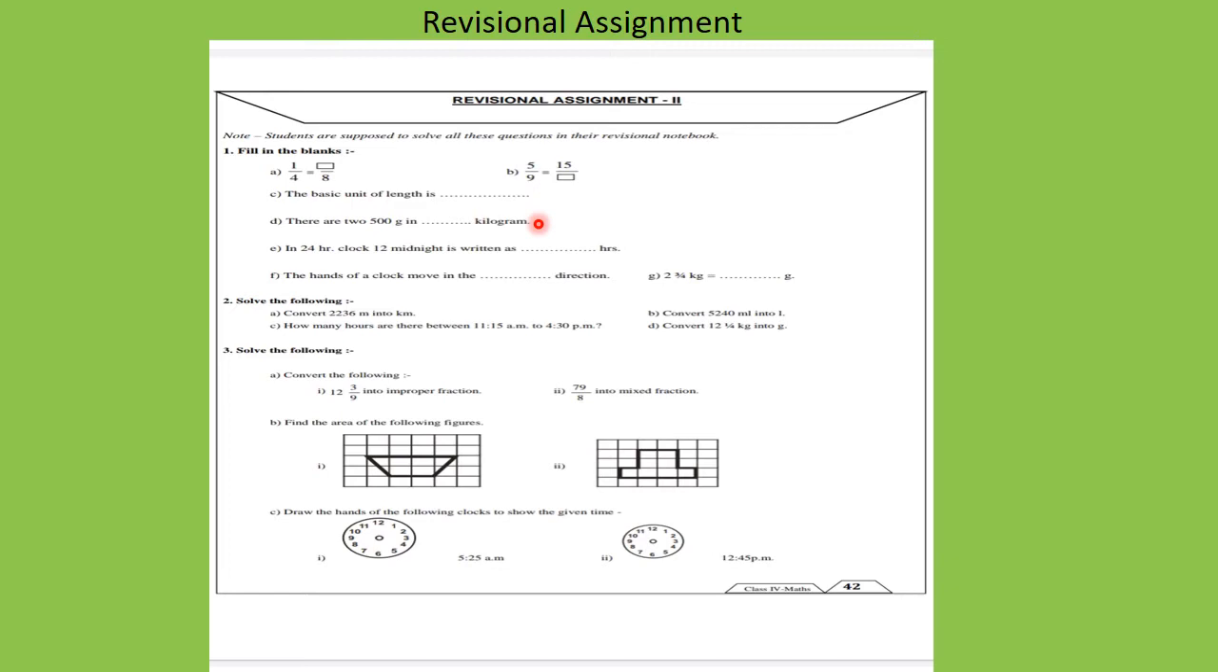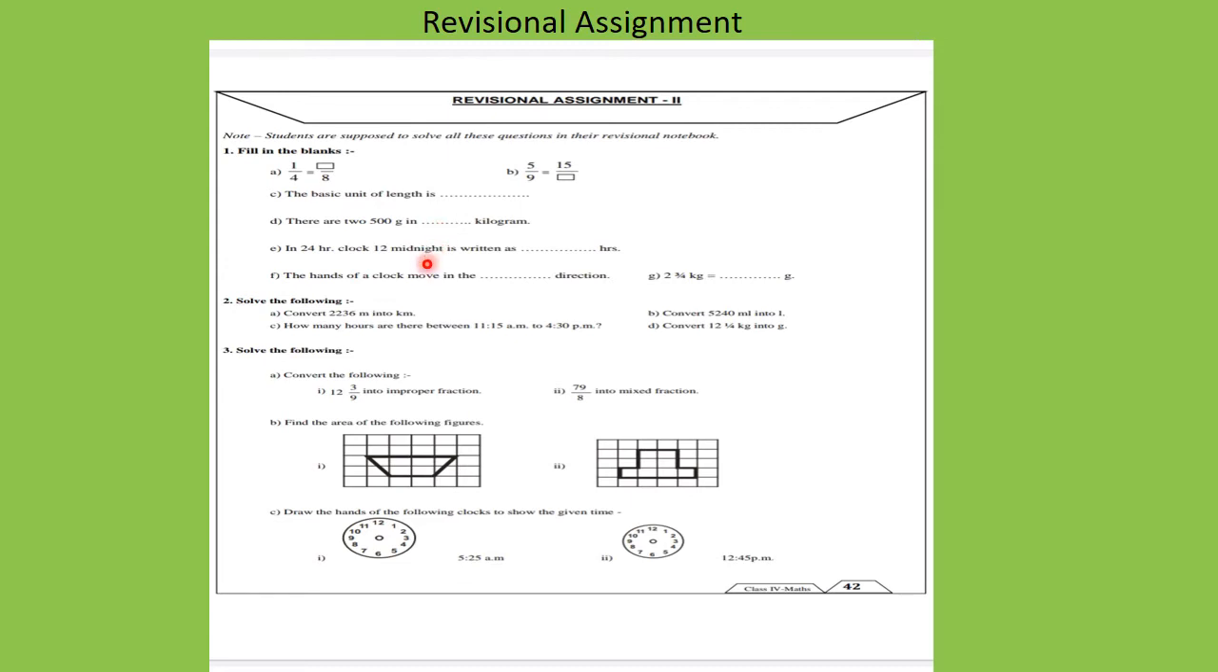There are two 500 grams in dash kilogram. You have to find how many grams there are in a kilogram. We already know that there are 1000 grams in 1 kilogram. When 1000 grams is divided into two parts, we get two 500 grams, and 1000 grams is equivalent to 1 kilogram. So the answer of this question is 1 kilogram.